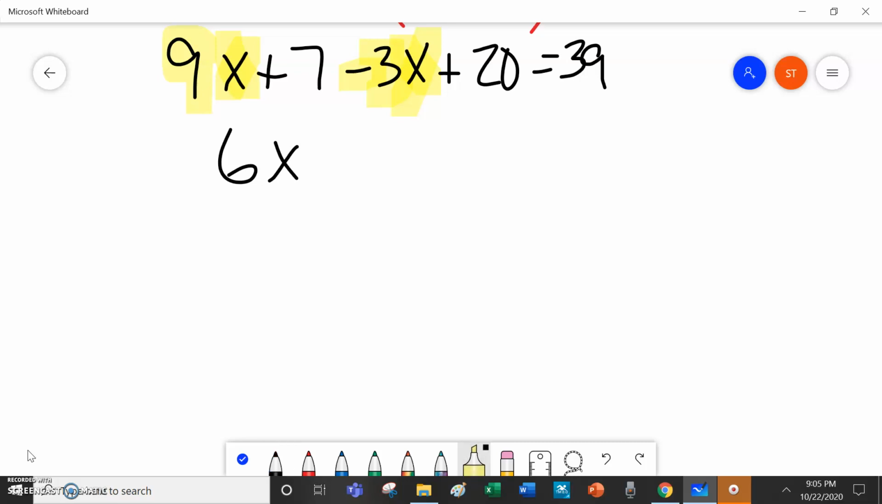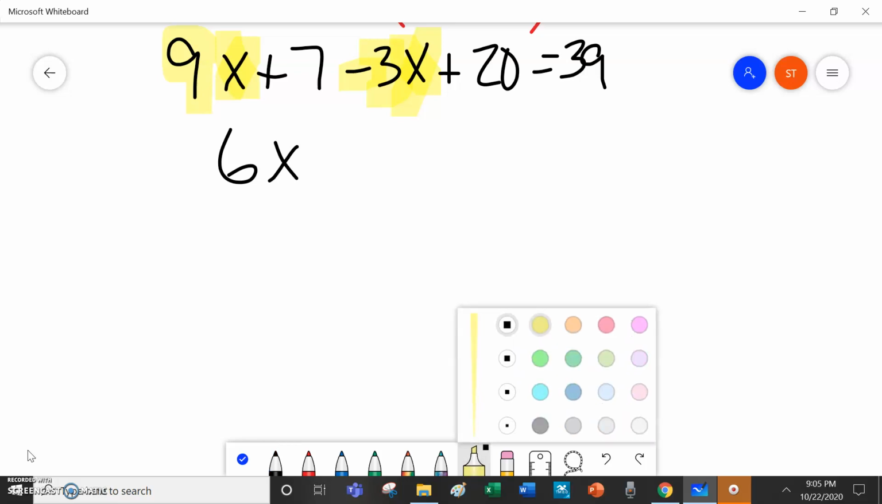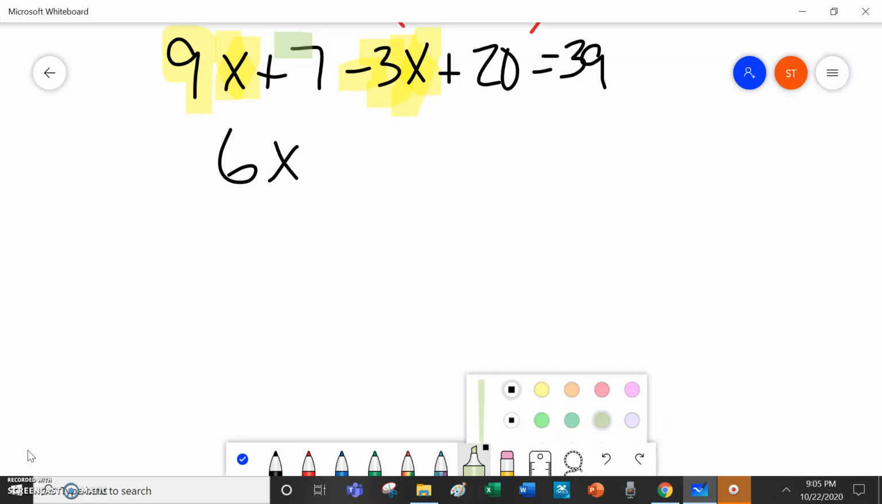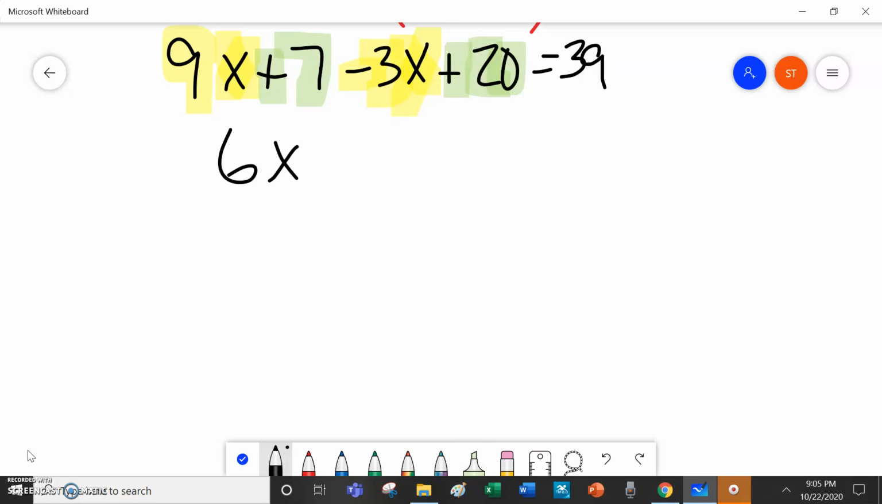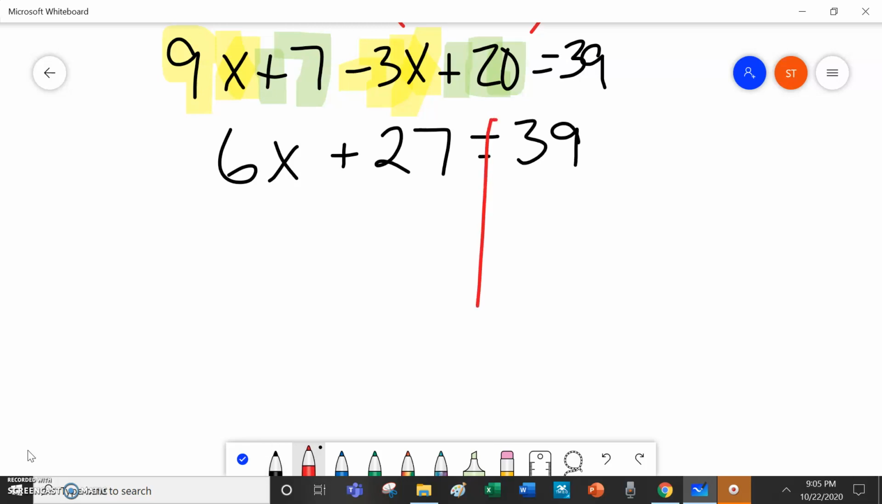I know that positive 7 and positive 20 are also like terms. 7 plus 20 is 27, so they combine to give me 27. So I've now changed this to a two-step equation. I can use my normal processes of reversing my order of operations. I'm going to start by attacking addition or subtraction. I see an addition, and I attack that by turning it into subtraction.